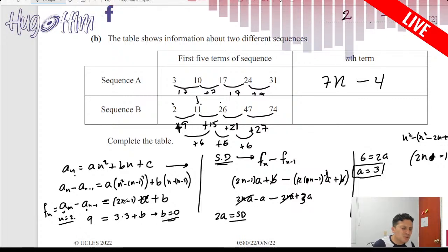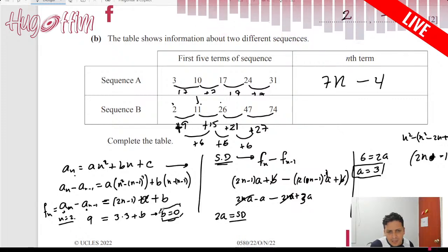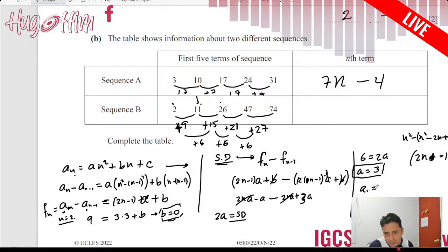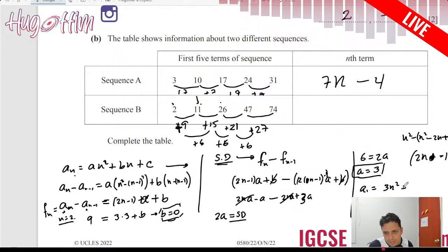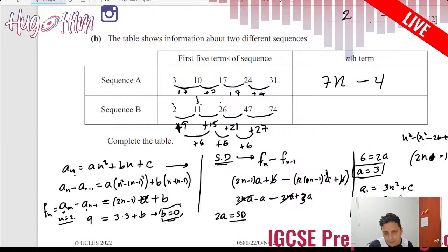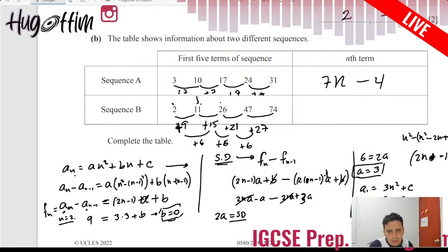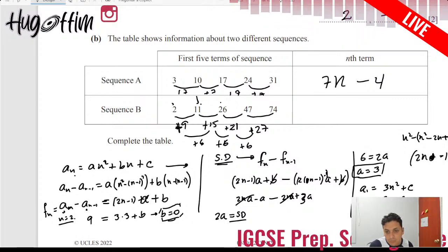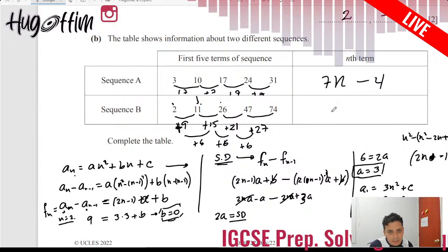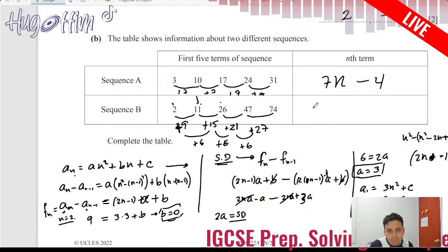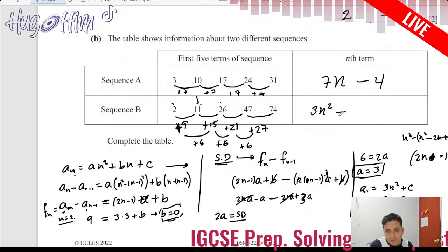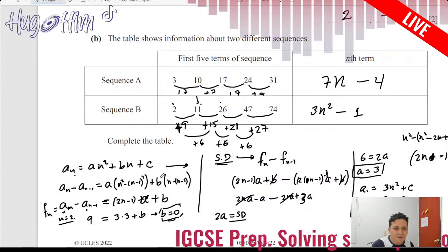Oh, now I remember how to do it easily. B equals 0. And finally, C is going to be calculated from a sub 1, for example. A sub 1 is going to be 3n squared plus C. But a sub 1 is going to be 3 plus C. So a sub 1 is 2, and C equals minus 1. So the sequence is going to be 3n squared minus 1.